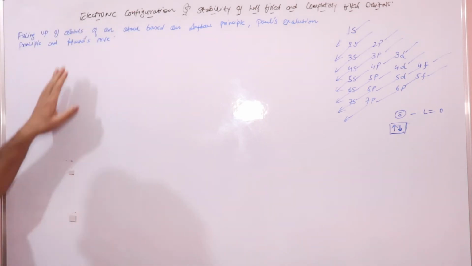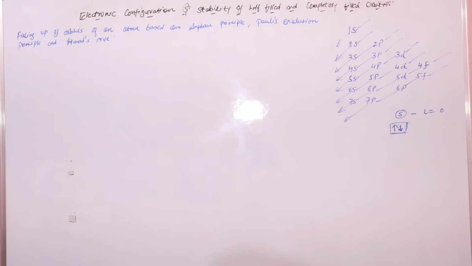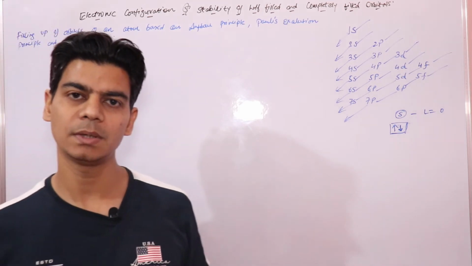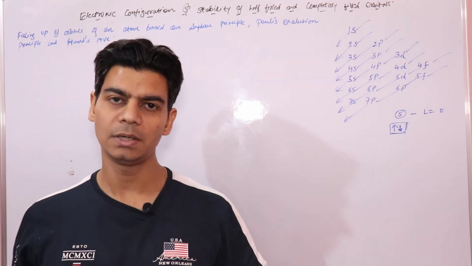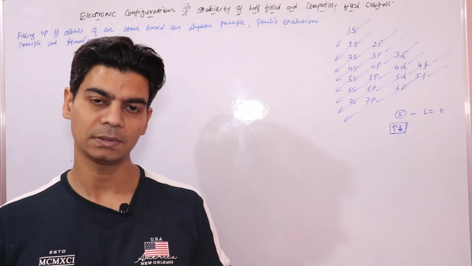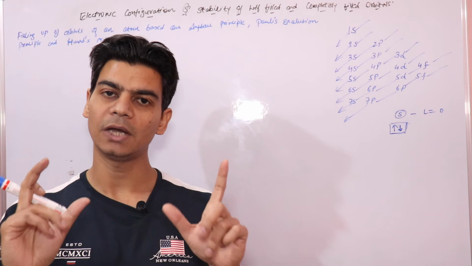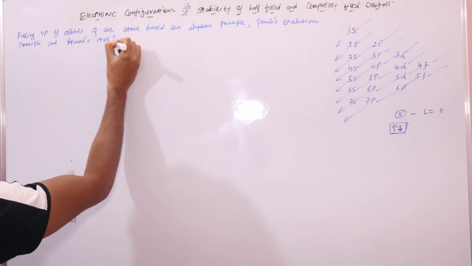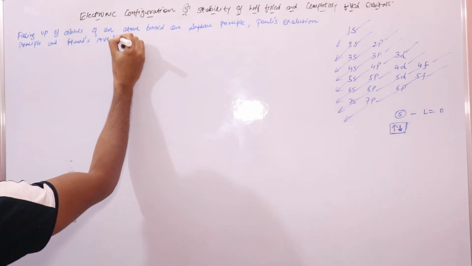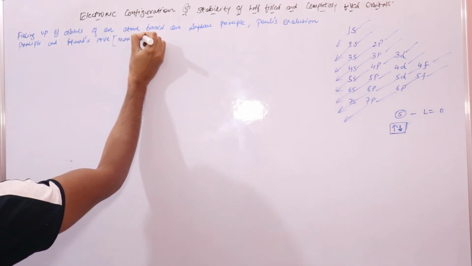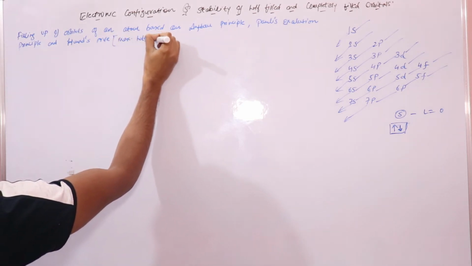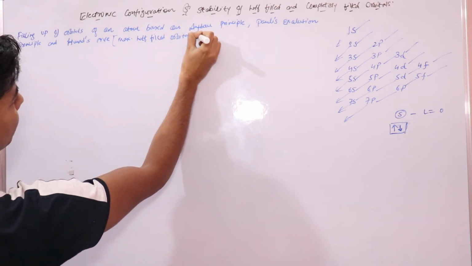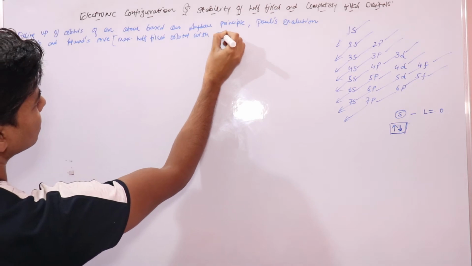And Hund's rule of maximum multiplicity, what does this rule tell us? This rule tells us that we should have maximum half-filled orbitals, and they should have parallel spins.